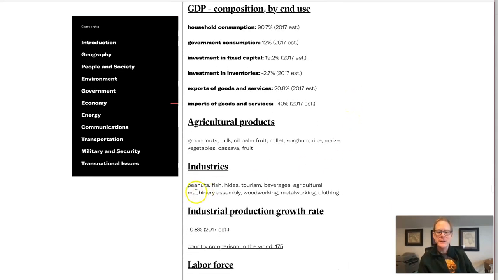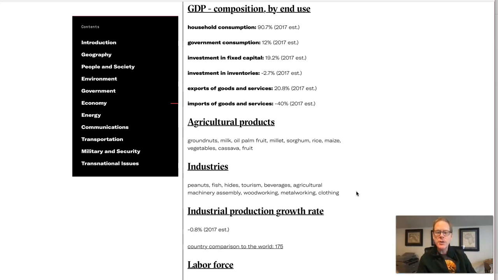What other industries? Peanuts, fish, hides, tourism, beverages, agricultural machinery assembly, woodworking, metalworking, and clothing. All right, I don't know about you, but when I think industry, I'm thinking like the steel industry, automobile industry, even computer industry, something that you make something, right? Okay. Peanuts, fish, and hides as industries is the indication of a fairly undeveloped economy, right?